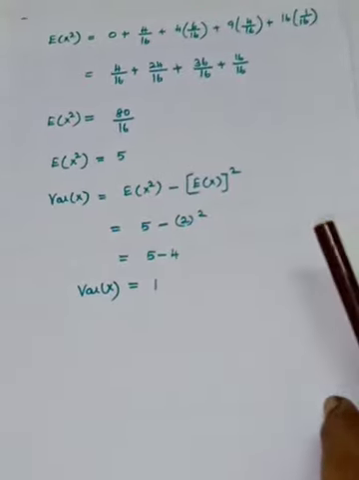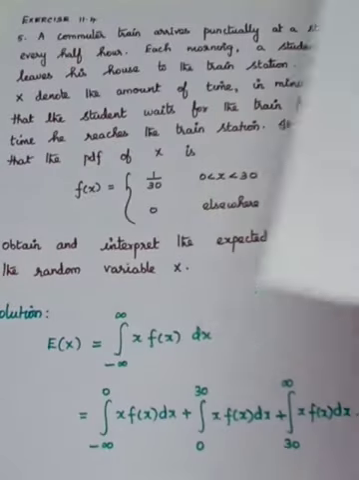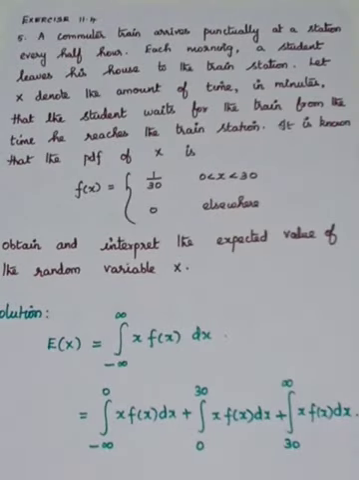Okay. So see the next problem. Problem number 5. A commuter train arrives punctually at a station every half an hour. Each morning, a student leaves his house for the train station. Let X denote the amount of time, in minutes, that the student waits for the train from the time he reaches the train station.